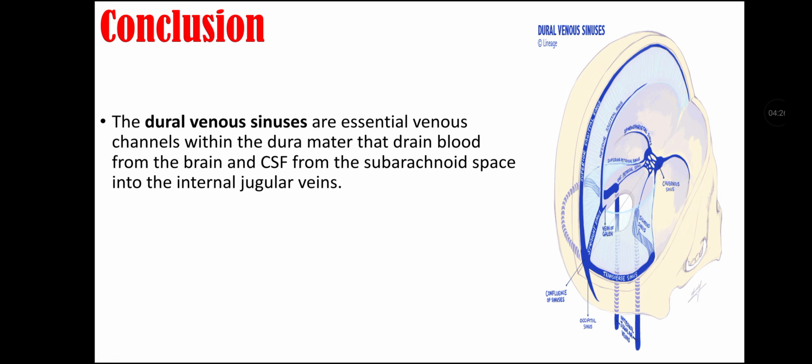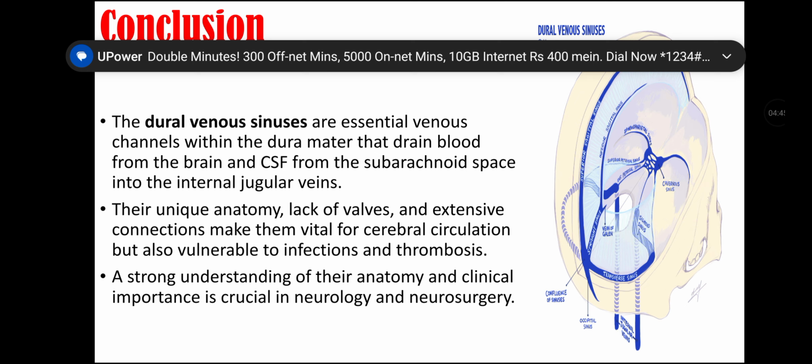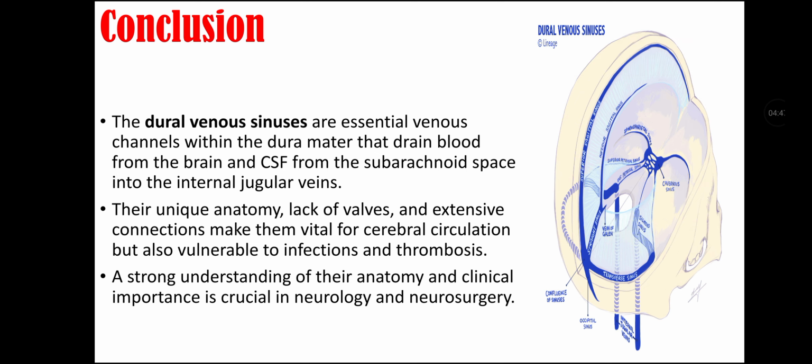Conclusion of this lecture video. Dural venous sinuses are essential venous channels within the dura mater that drain blood from brain and CSF from the subarachnoid space into the internal jugular vein. Their unique anatomy, lack of walls, and extensive connection make them vital for cerebral circulation but also vulnerable to infection and thrombosis. A strong understanding of their anatomy and clinical importance is crucial in neurology and neurosurgery.